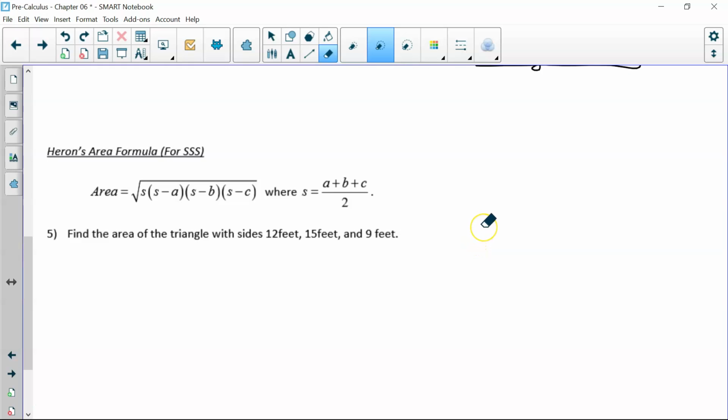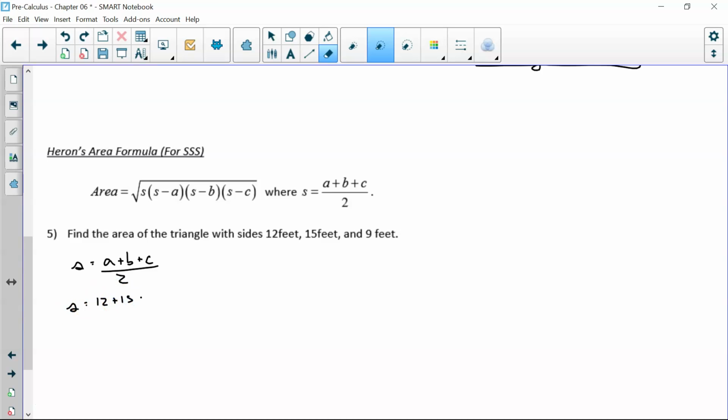Last thing we have in chapter 6 is Heron's formula. This is what we can use to find the area of a triangle given all three side lengths. So the area is the square root of S times the quantity S minus A times the quantity S minus B times the quantity S minus C, where S is A plus B plus C, the side lengths, divided by 2. Here we're given all three side lengths, so let's find S first. That's A plus B plus C divided by 2.